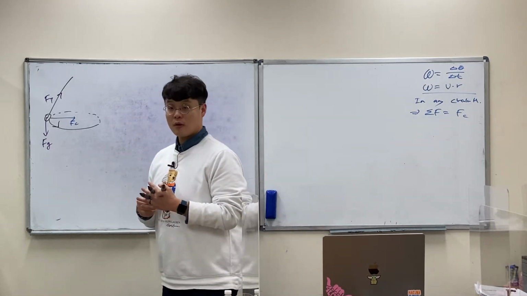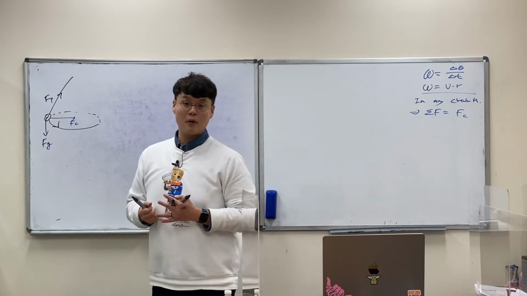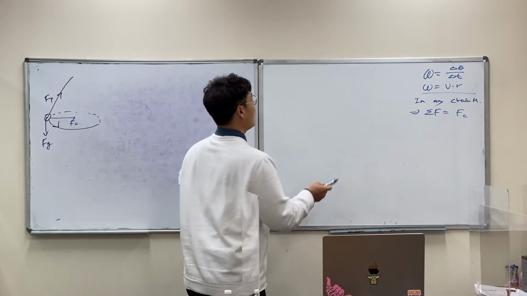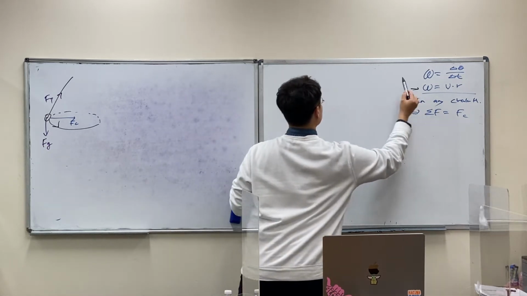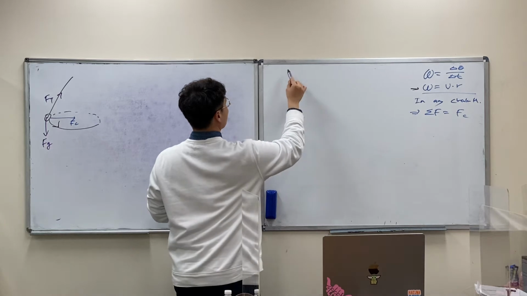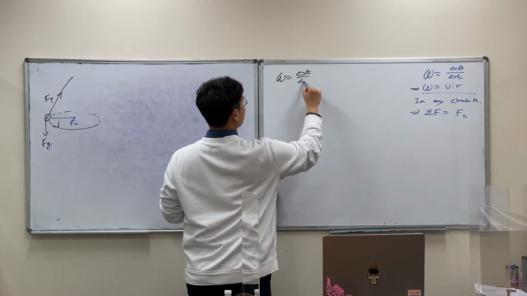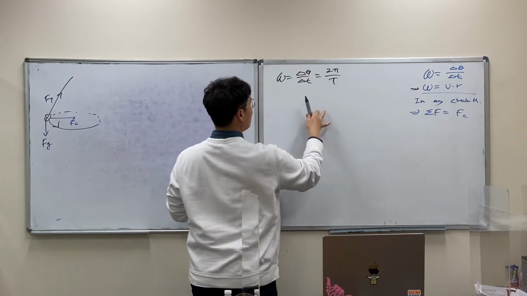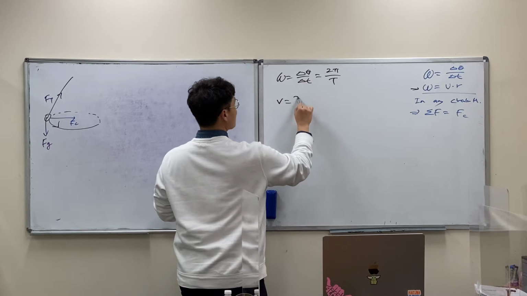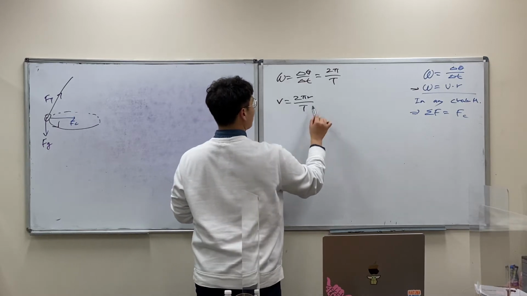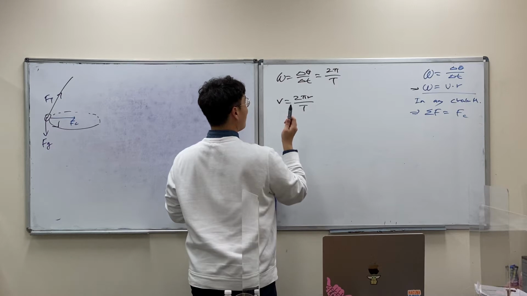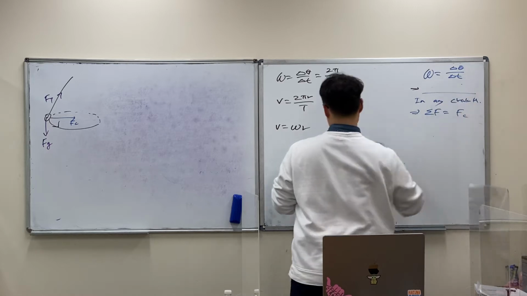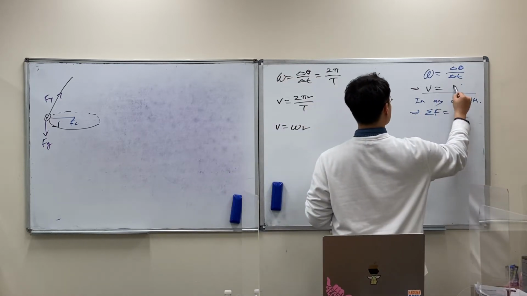Yes, Min-chan? Wouldn't it be omega equals v over r? No, v r, because that's how I memorized it. It's written there. Let's confirm, let's justify it. Omega is delta theta over delta t. So in one period, it will be 2 pi over T. The v is 2 pi r over T. So using that, v is equal to omega r, so the other way around. Yeah, you're right. So v equals omega r.